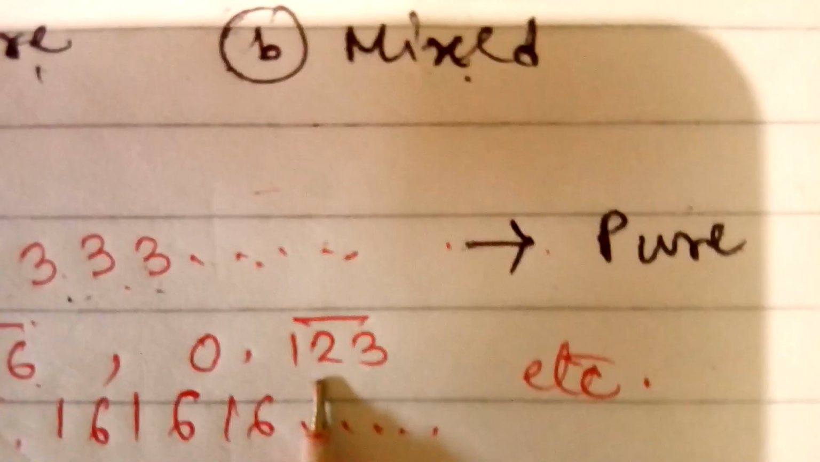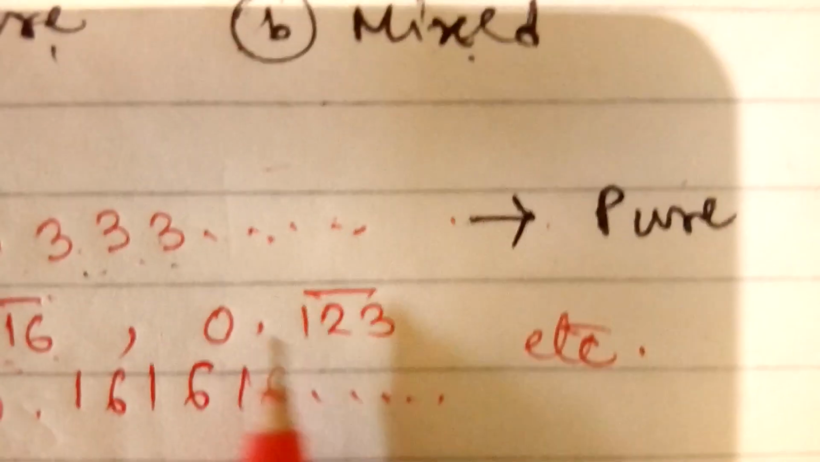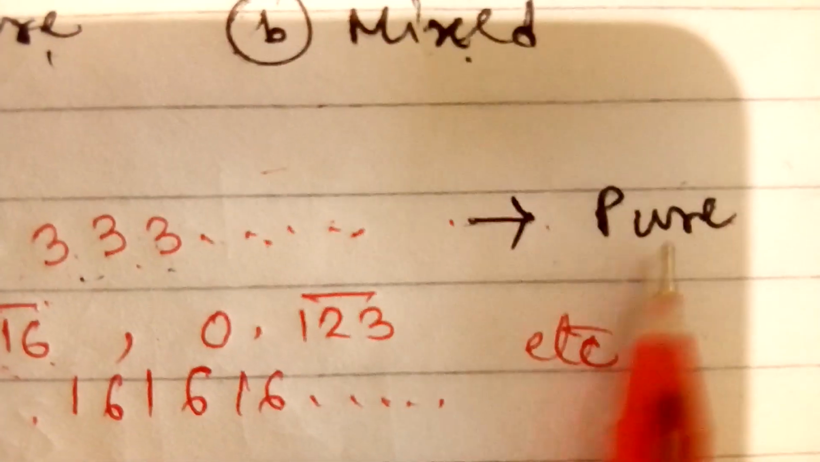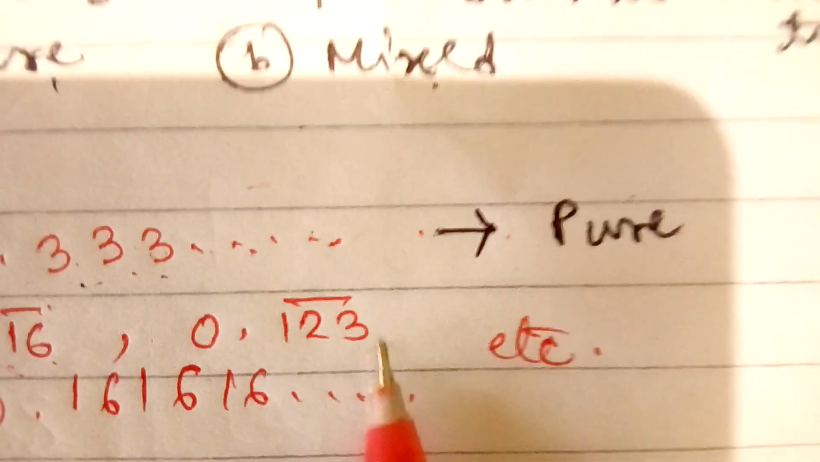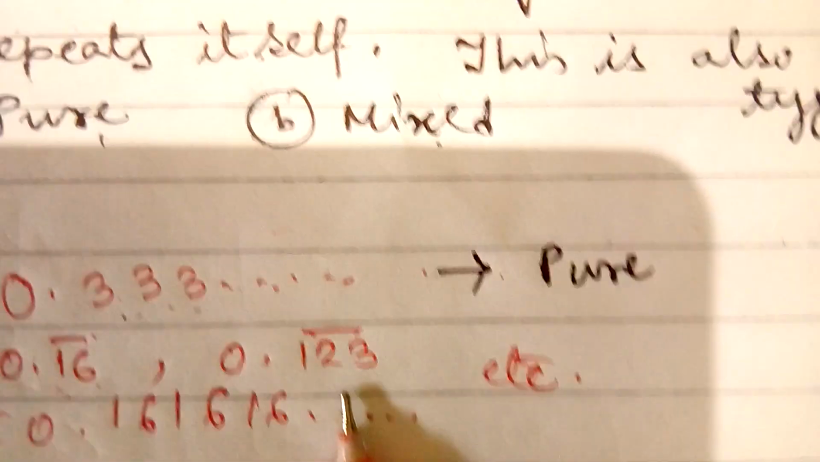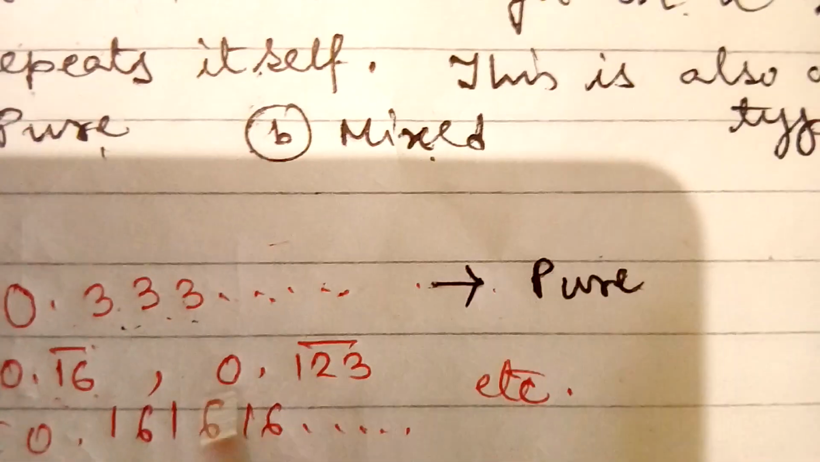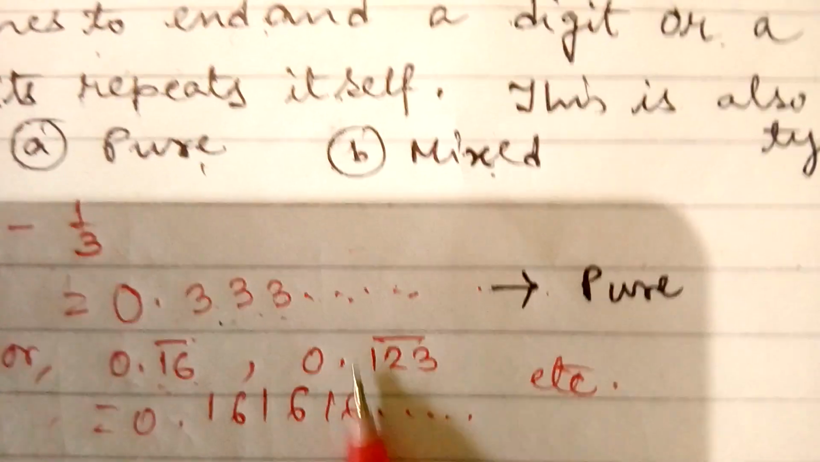Similarly, the third example is 0.123 bar. That means together 1, 2, 3, 1, 2, 3, 1, 2, 3 and so on. So this is a non-terminating recurring decimal representation and this is pure recurring. Remember that, it is non-terminating but pure recurring, because these digits are repeating together.